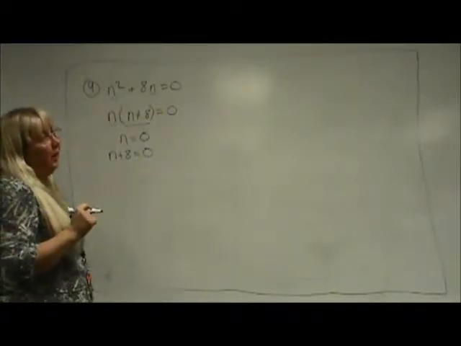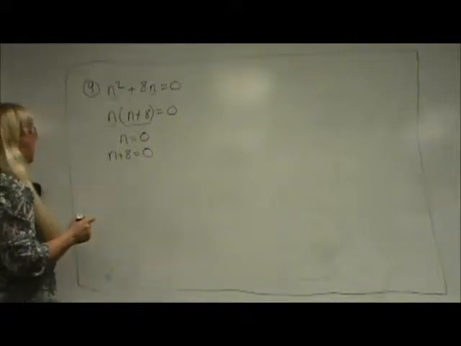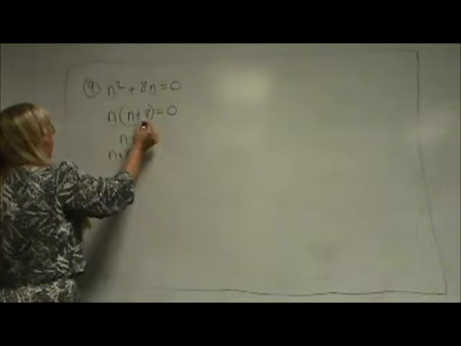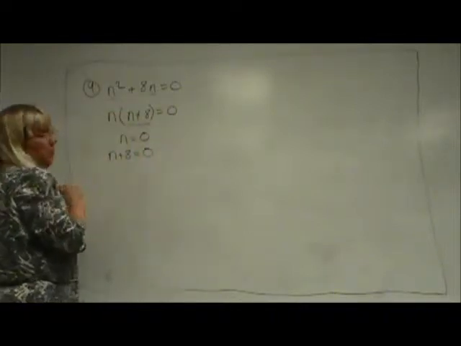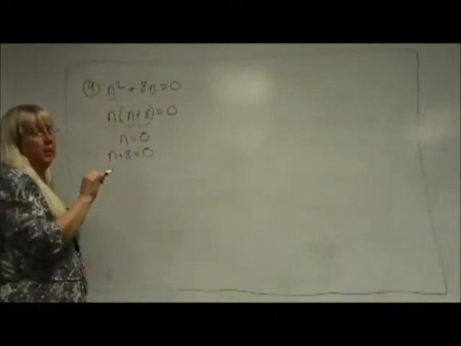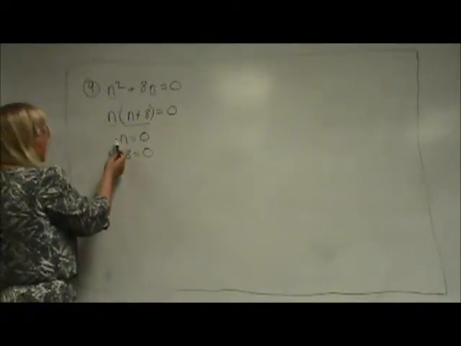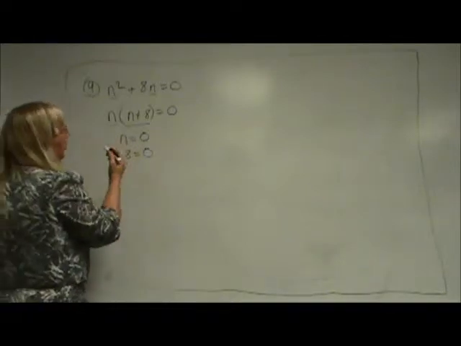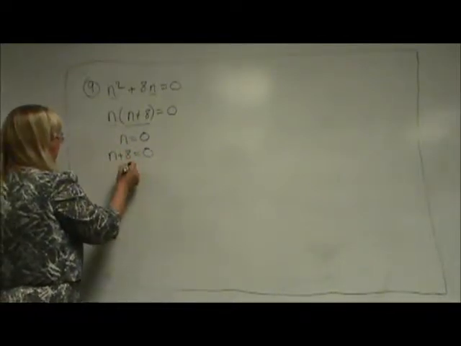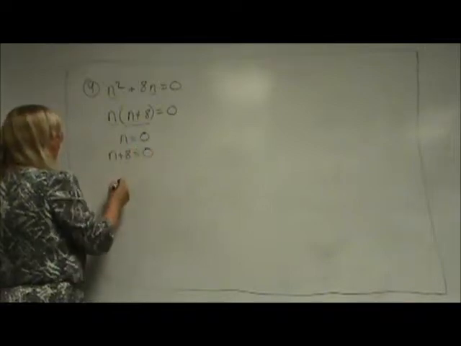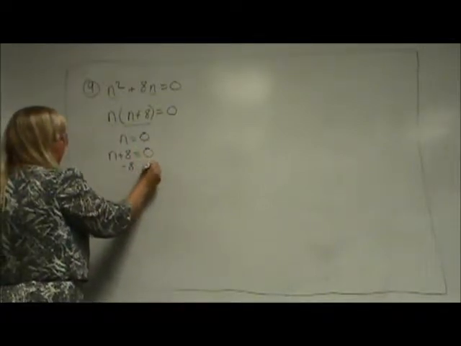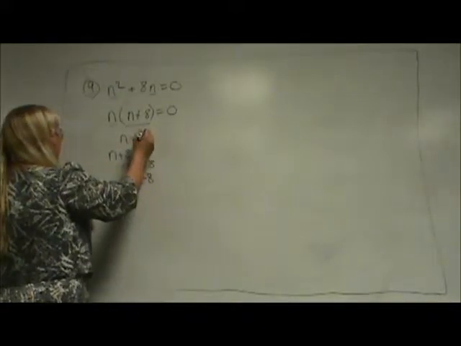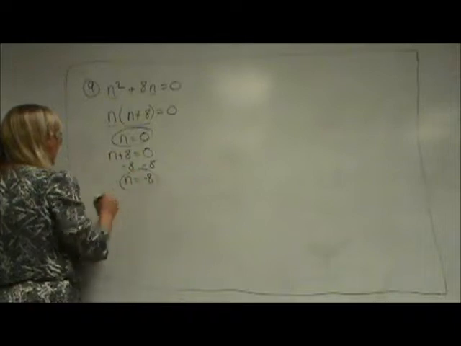The reason why we set each factor equal to 0 is because in order to get 0 here, one of these two has to be 0. Anything multiplied by 0 will give us a 0. So we have to find out how to make one of these two 0. If you remember that, it'll help you remember what to do to solve for these. So this one's already done, but here I need to subtract 8. And I get n equals negative 8. So these are my solutions.